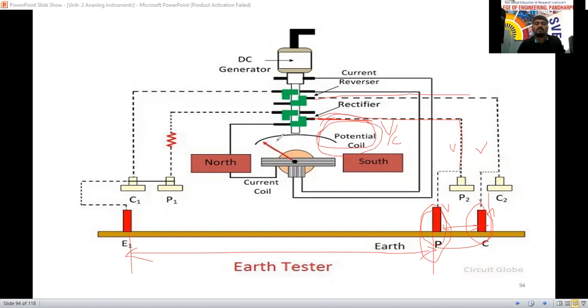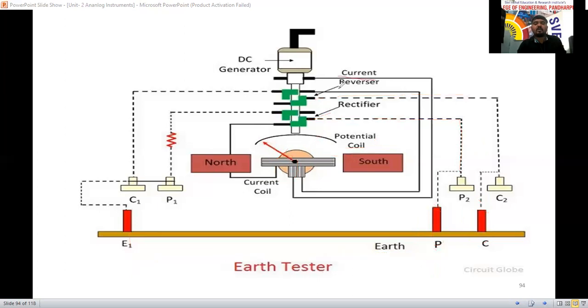If the coil produces some voltage, it will be rotated, then what will happen? The pointer and spindle will rotate. The pointer will give some value here. So this is the construction and working principle of the earth tester here now.